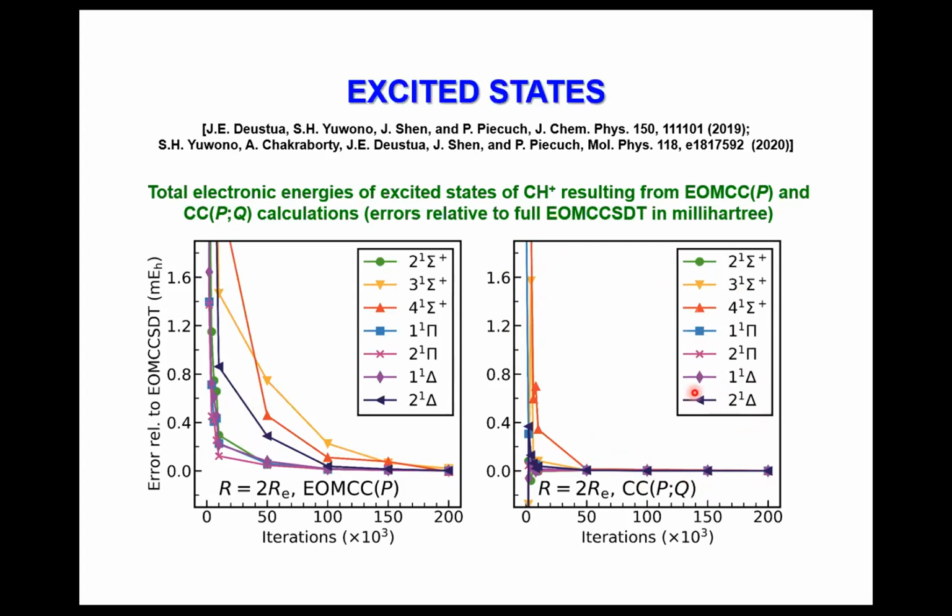Now, this is important because all these excited states for this geometry are already strongly correlated. They are all multi-reference. They are all dominated by double or even triple excitations. So it's good to see that fast convergence.